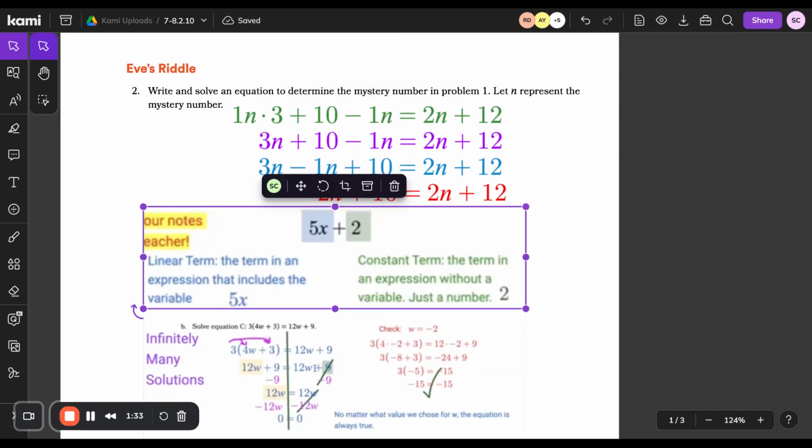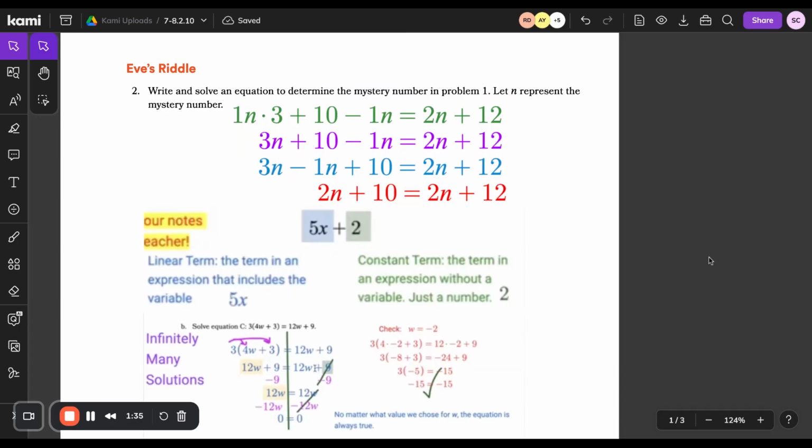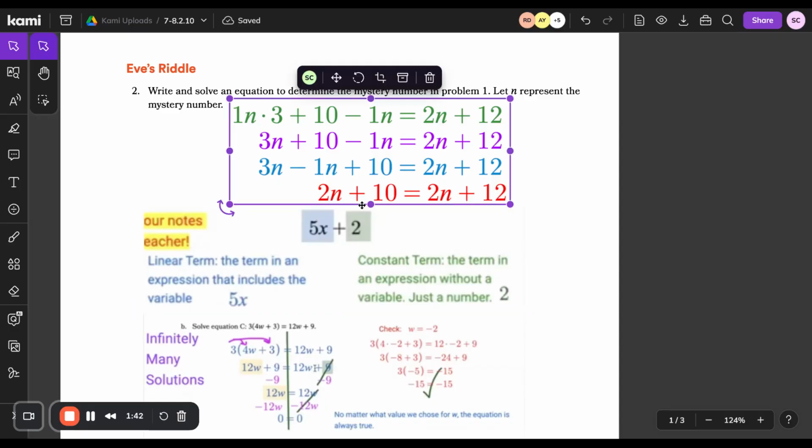Now, when we talked about infinitely many solutions, we said that we have the same linear term and the same constant term. But you'll notice with this one, we have the same linear term, but we have two different constant terms. And what happens with problems like this, where we have the same linear term but a different constant term, is that this results in no solution.